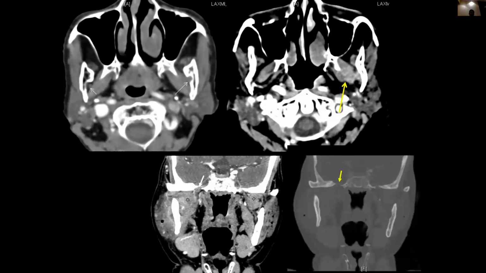How to assess the perineural? The most important perineural spread in the buccal region is along the inferior alveolar canal and the mandibular nerve, which is at the mandibular canal. So this is the normal mandibular canal with fat. The fat is replaced by soft tissue.